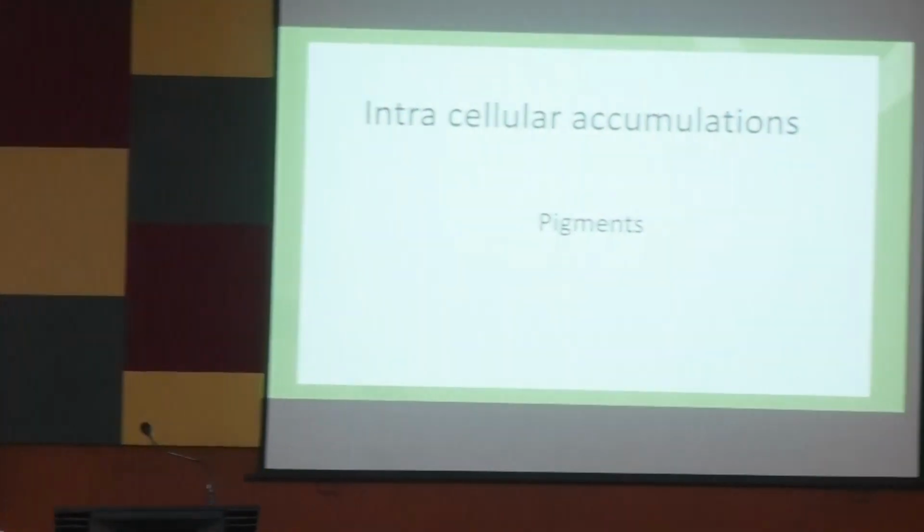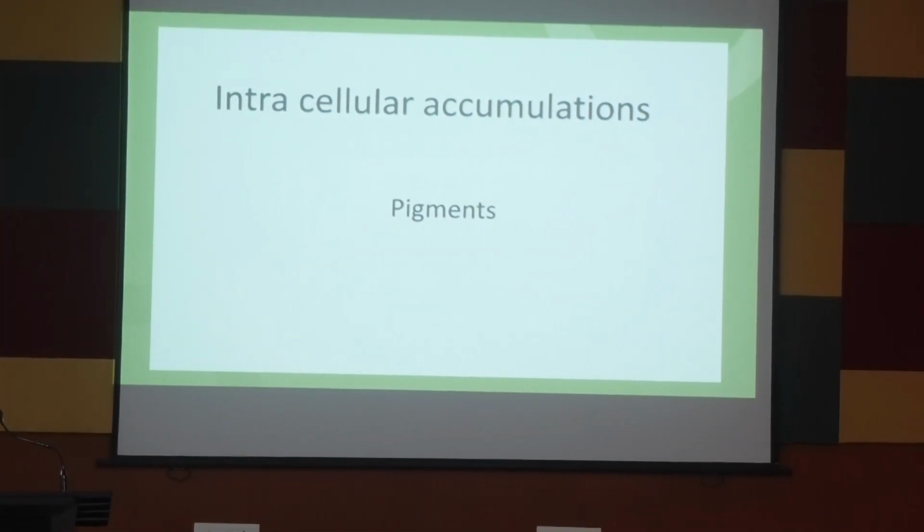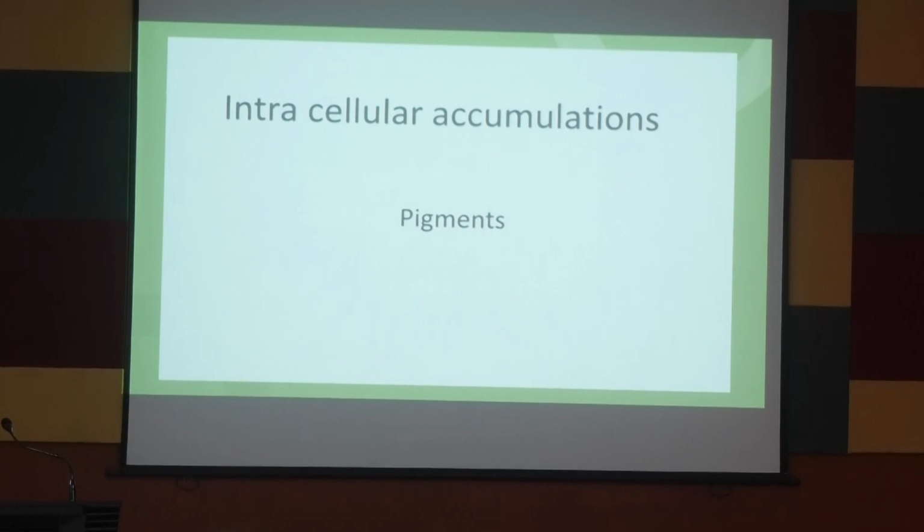So coming to the last, intracellular accumulation of pigments. So what are the pigments? Endogenous pigments and exogenous pigments. Endogenous pigments are lipofuscin, melanin. Very good. The most important endogenous pigment is melanin, and melanin is a pigment. How does it form? Melanogenesis, from the knowledge of biochemistry. Amino acid. Which amino acid? Tyrosine.